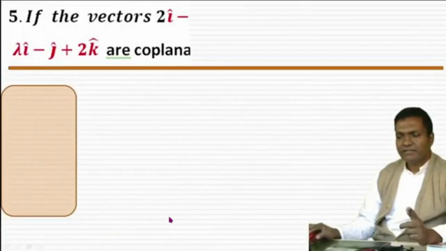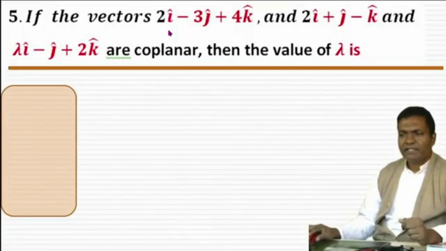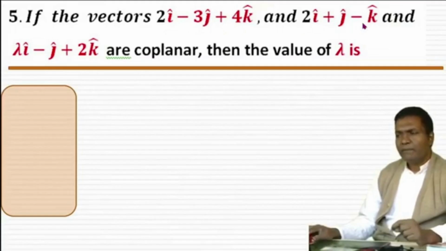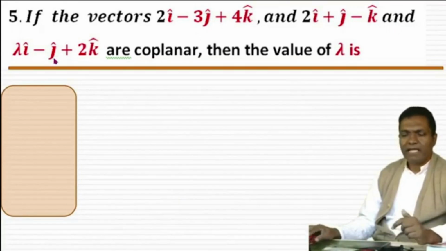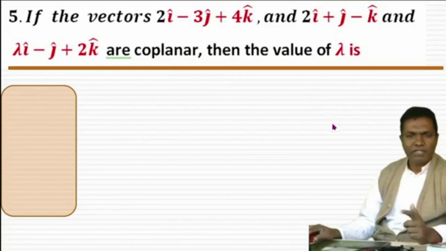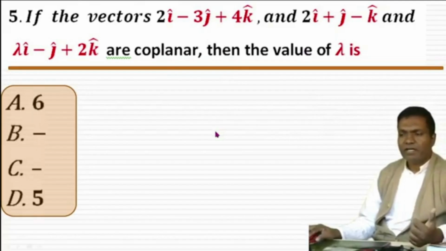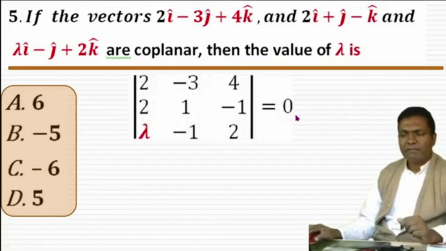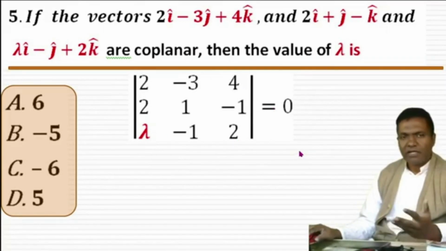Next, if the vectors 2i minus 3j plus 4k and 2i plus j minus k and lambda i minus j plus 2k are coplanar, then the value of lambda is how much? Actually, this is deleted from your recent syllabus. So anyhow, remember this. If three vectors are coplanar, meaning they are on the same plane, then the value of this determinant is equal to 0. That you learn in 3-dimensional geometry also.